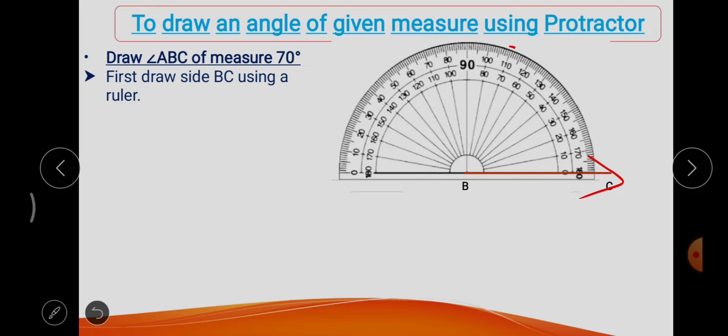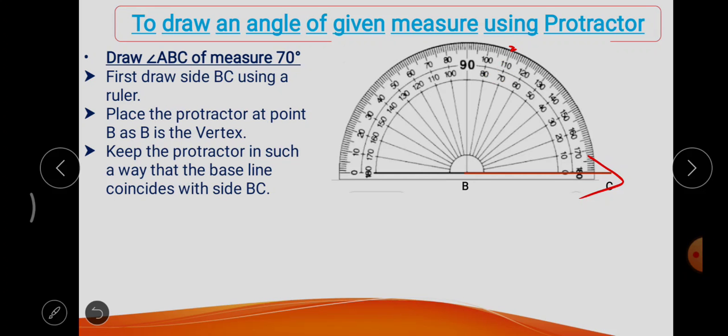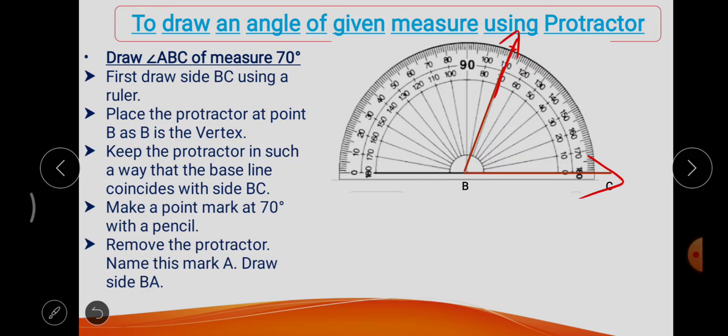with a sharp pencil, and I will remove the protractor. Then I will draw a line. You can extend the line, children, not a problem, and extending the line doesn't change the measure of an angle. So you are going to extend the line and name it ABC, and your angle ABC is ready. We have drawn angle ABC of measure 70 degrees. So your angle will look like this. I hope you understood how to draw an angle of given measure using protractor.